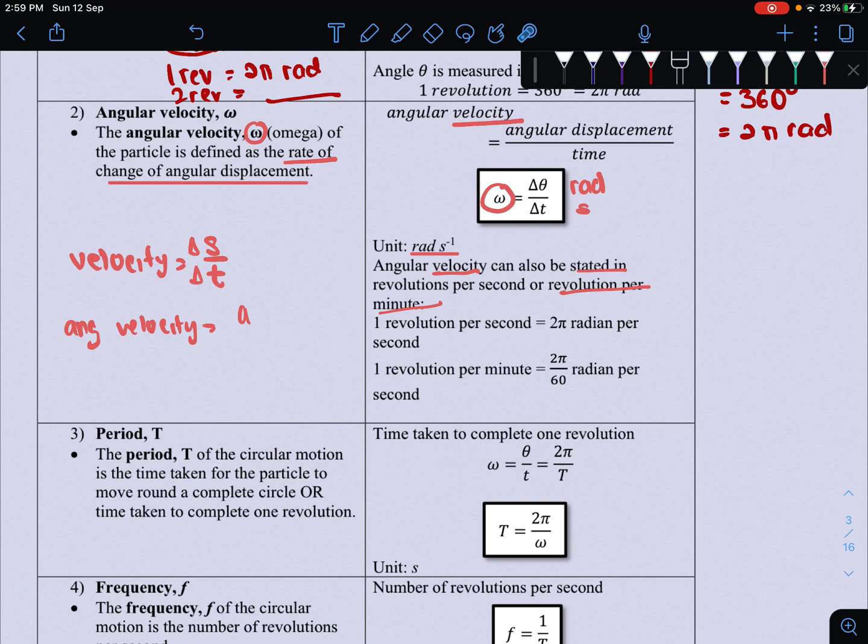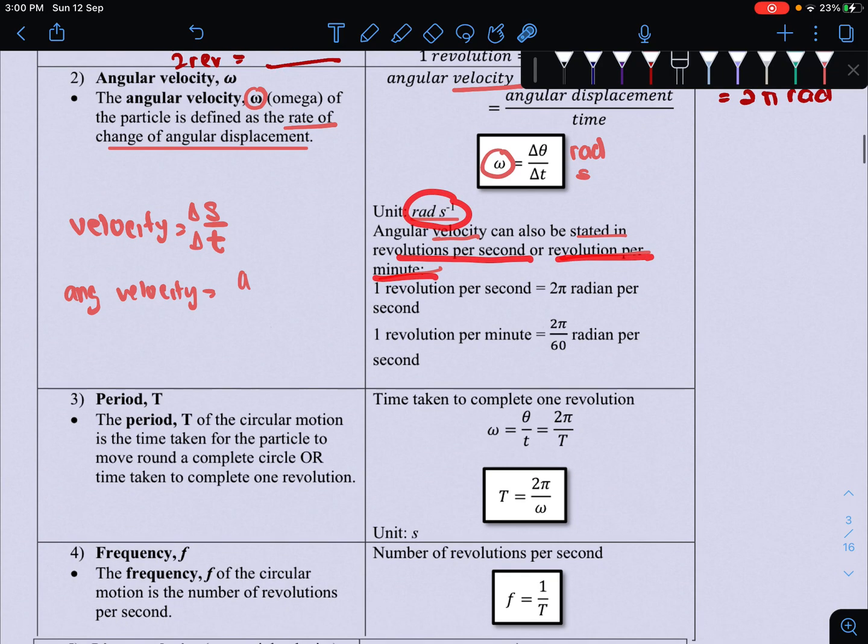However, sometimes in the question, dia akan bagi angular velocity stated such as revolution per second ataupun revolution per minute. So kita kena convert dia pergi radian per second. How do you convert this revolution per second ataupun revolution per minute pergi radian per second adalah kita guna kaedah ini. Kalau dia kata 1 revolution per second, dia bersamaan dengan 2 pi radian per second. Ataupun kalau dia guna per minute, 2 pi bahagi dengan 60 minit. So contohnya adalah dekat sini.